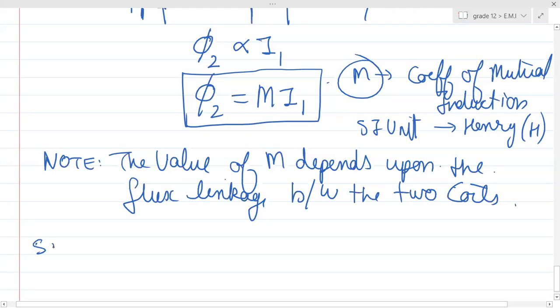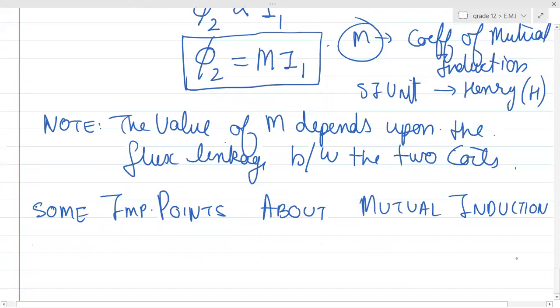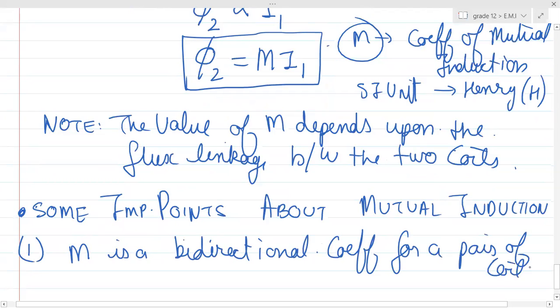Some important points about mutual induction. First point, M is a bidirectional coefficient for a pair of coils. Sir, what do you mean by bidirectional coefficient? I'll tell you what exactly I mean.